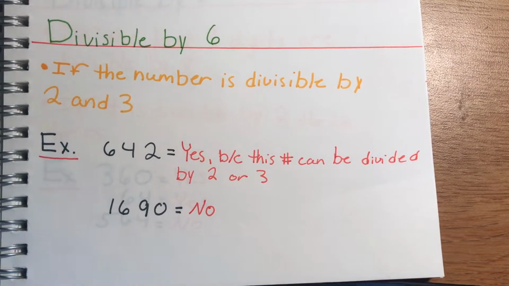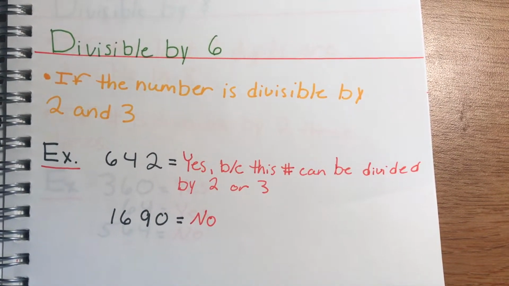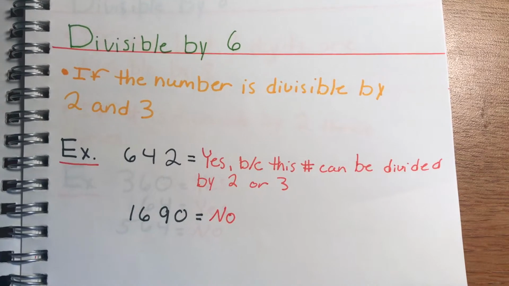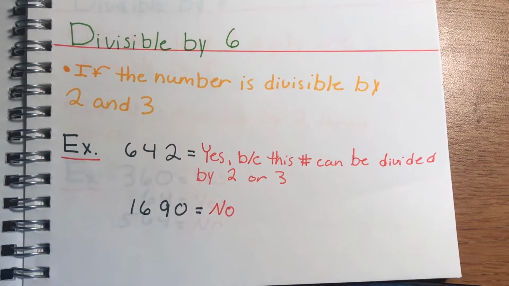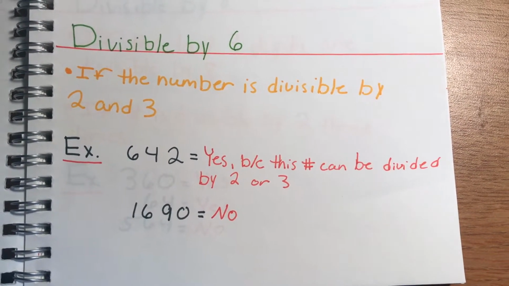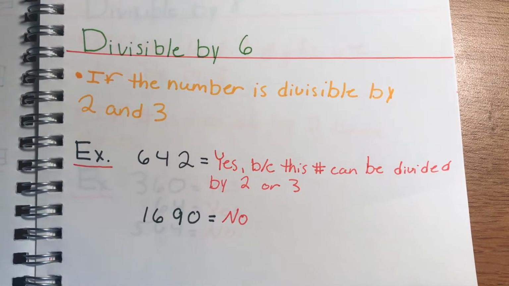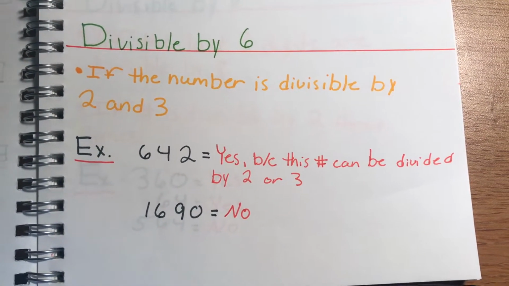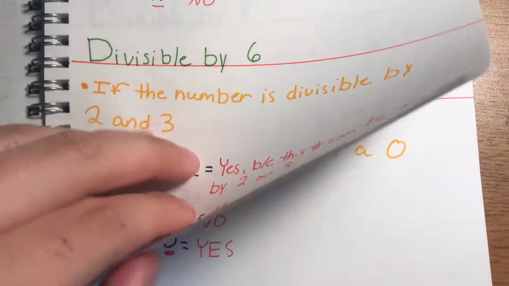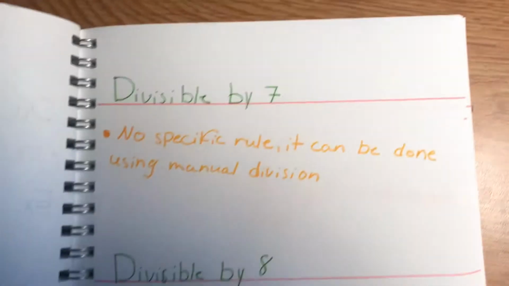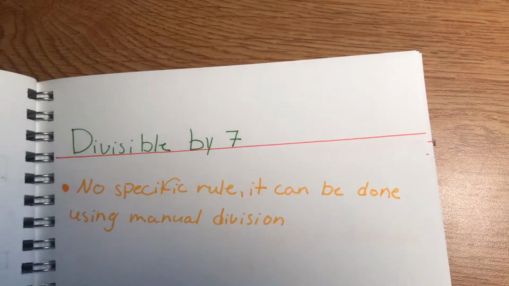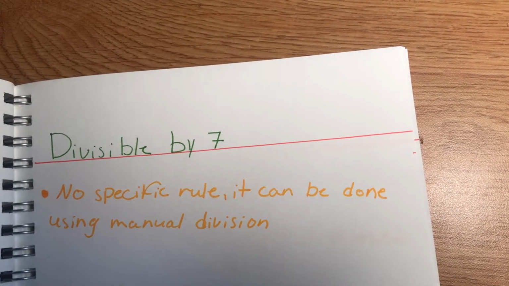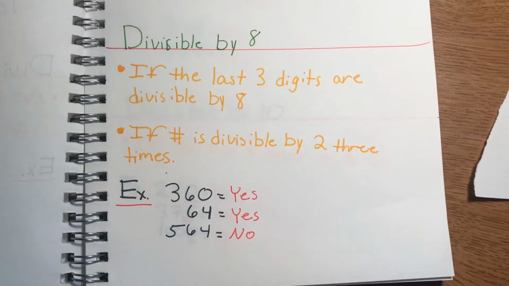Divisible by 6. If the number is divisible by 2 and 3. For example, 642. This works because this number can be divided by 2 and 3. 1090 does not work because it cannot be divided by 2 nor 3. Divisible by 7. No specific rule, it can be done using manual division.